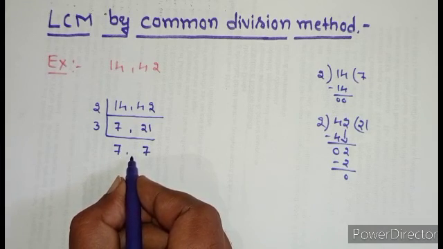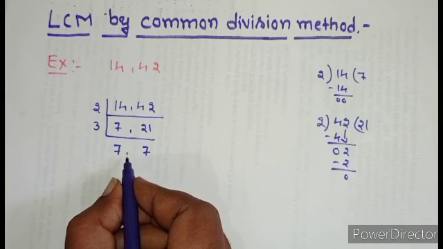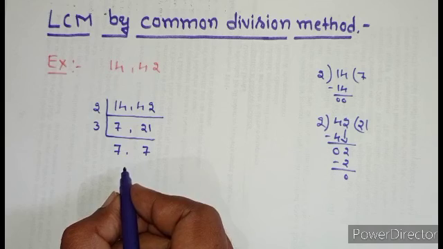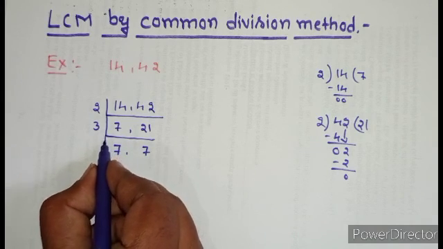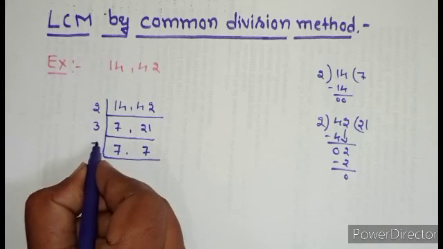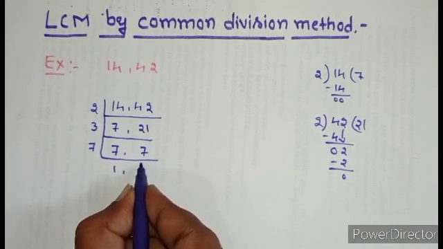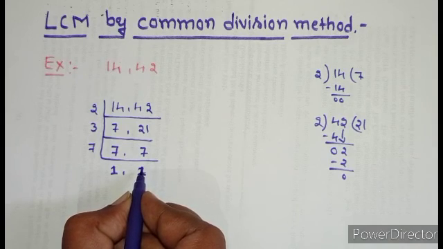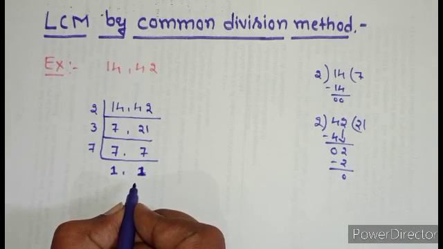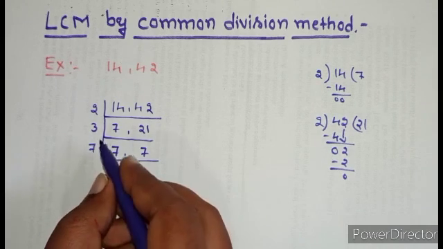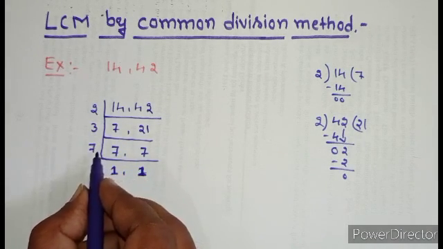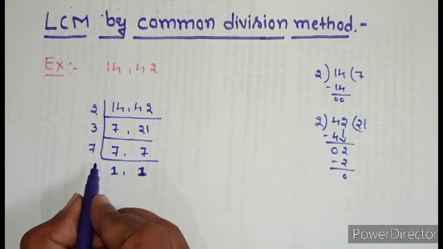Here the smallest prime number which can divide these numbers is only 7, right? All of you see here, 7 ones are 7, 7 ones are 7. And here the smallest possible prime numbers, students, all of you see here in this row. Here in the last row we get prime numbers only.